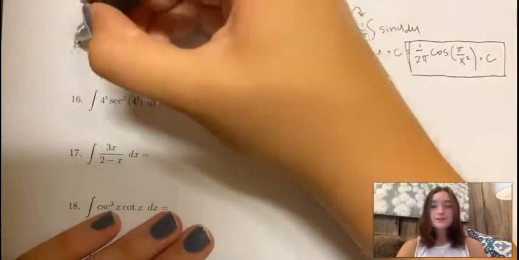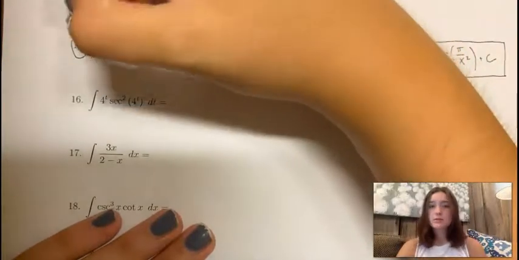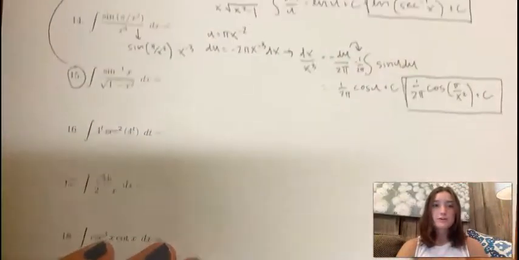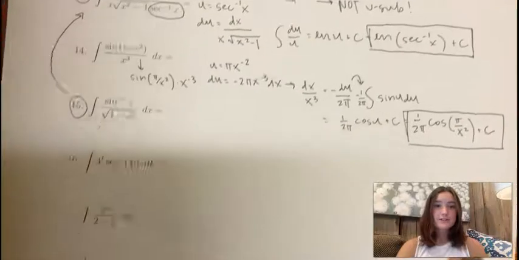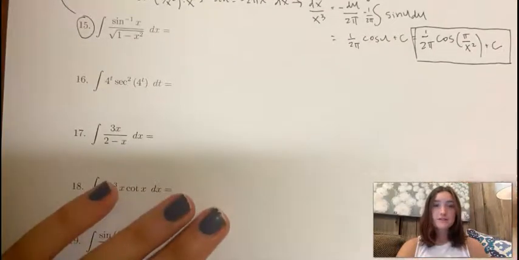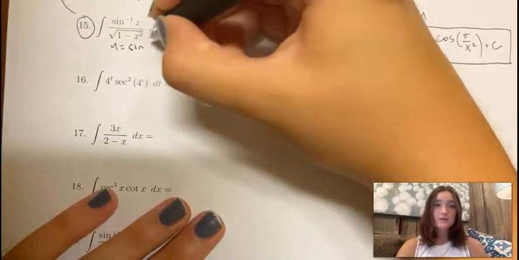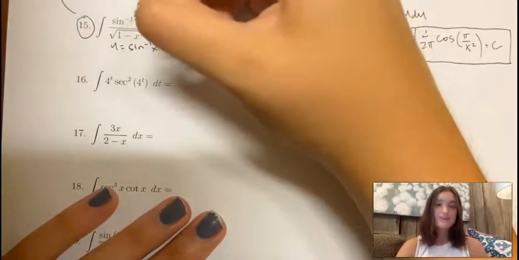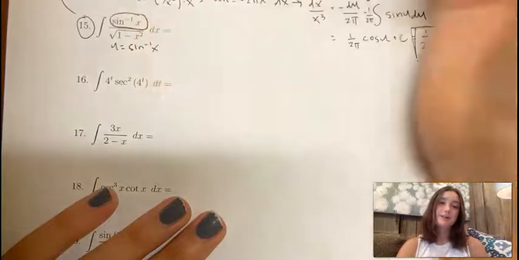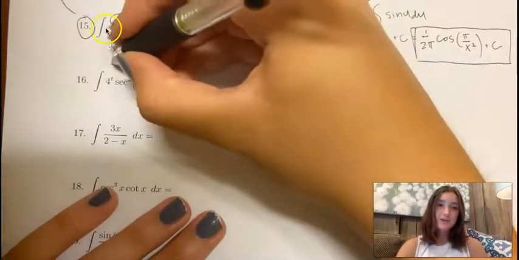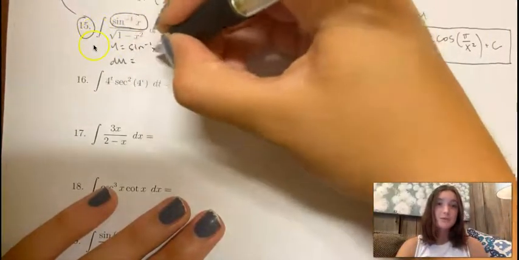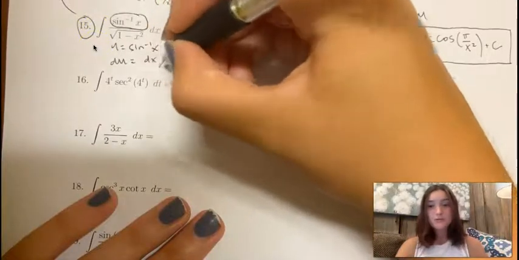Okay, number 15's another one kind of like number 13, where you have to just know your derivatives. So you can kind of see that that inverse sine is similar to the inverse secant that we did on number 13. And hopefully we know that the derivative of inverse sine is 1 over square root of 1 minus x squared. And that shows up again somewhere in the problem, which means that we're going to be able to cancel at some point, which is great news.